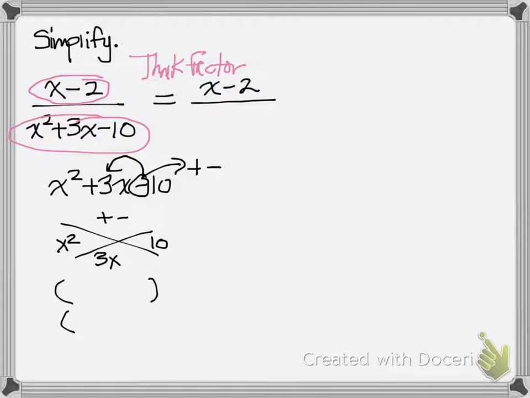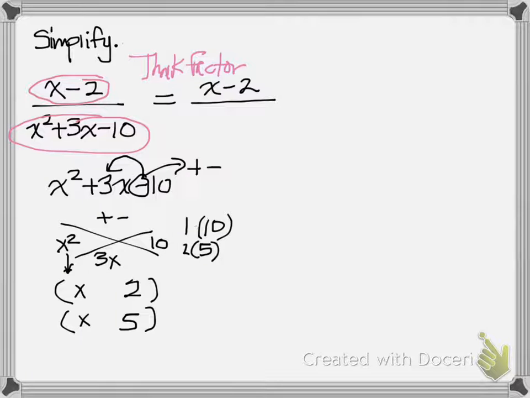So I'm going to stack my two binomials on top of each other. And I know x squared is x times x. And for 10, I can use 1 times 10. Or I can use 2 times 5. Either of those. Whichever I use, they have to come back up here. It has to subtract to make a 3. So it's going to have to be the 2 and the 5. So I'll put my 2 and my 5 in.